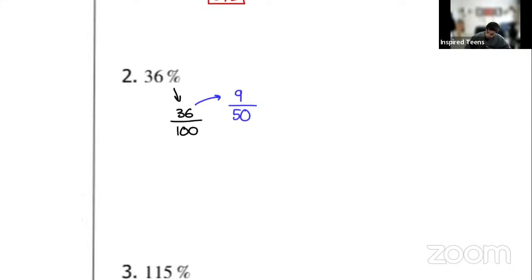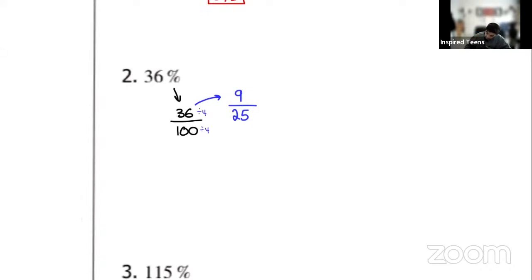We divided both by 4. Sorry, 9 over 25. And that's the common fraction. We said we divided this by 4, and we divided this by 4 as well.